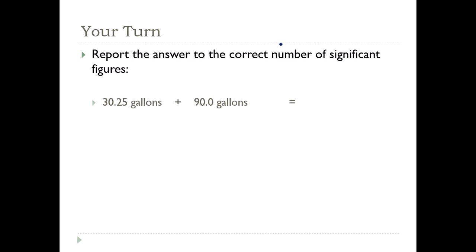And then the next one, I add, so I'm looking at the least number of decimal places, and so I just want 1 decimal place, so 120.3 gallons.